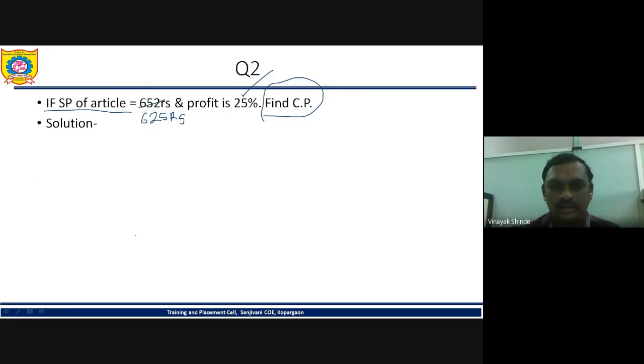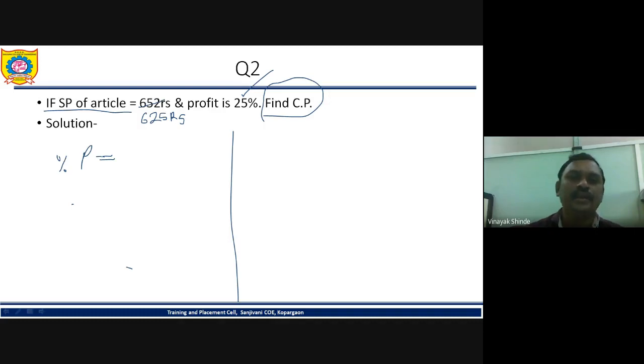So here I will explain the two ways of the solution. First one is the percentage profit formula. Why the percentage profit formula? Because the given profit is 25%. So it is selling price minus cost price, divided by cost price, into 100. Substitute the values, and you will get the answer.